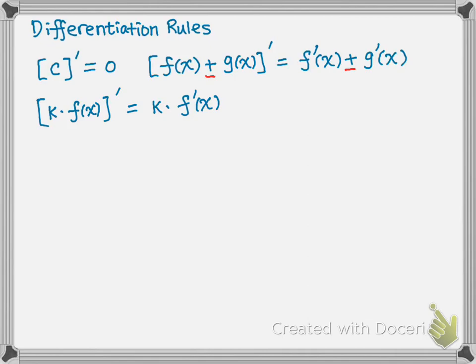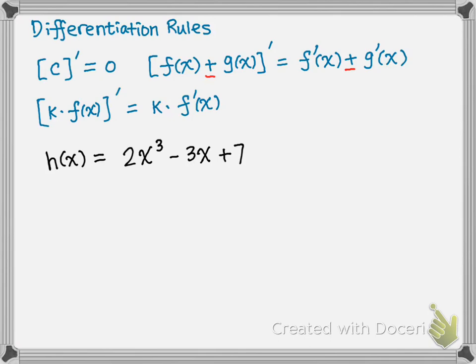So we can take a look at an example of how to apply the rule. So let's say f of x, maybe not f of x, it might confuse you. h of x equals 2x cubed minus 3x plus 7. So how do we apply these rules to take the derivative?